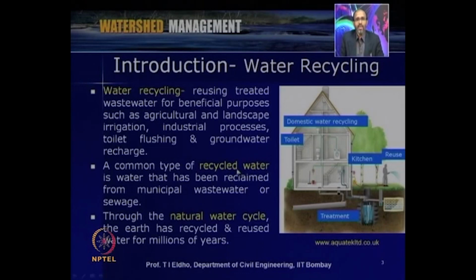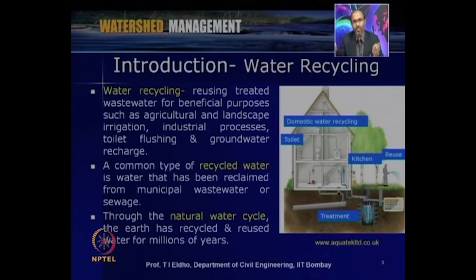A common type of recycled water is water that has been reclaimed from wastewater or sewage. It can come from industrial sources, from domestic sources, or from municipal wastewater. When we look into the hydrologic cycle, nature is also doing the same. Through the natural water cycle, the earth has recycled and reused water for millions or billions of years. The water comes as precipitation, goes through the hydrologic cycle, finally evaporates, and again comes back as rainfall.